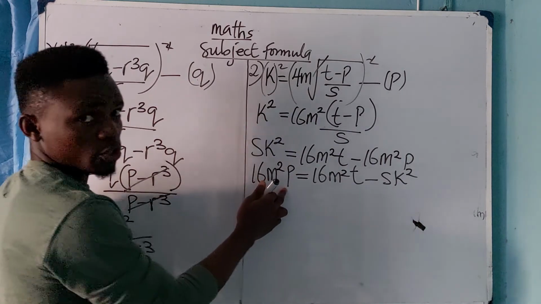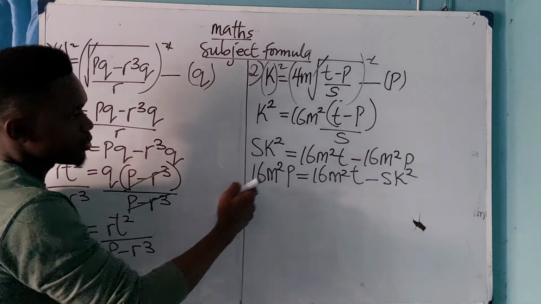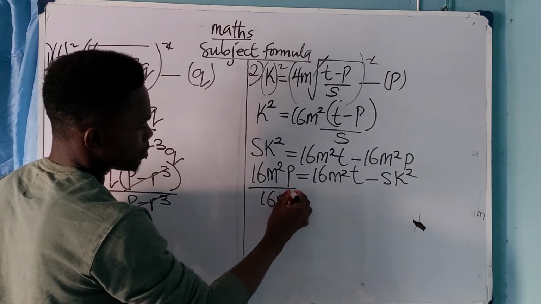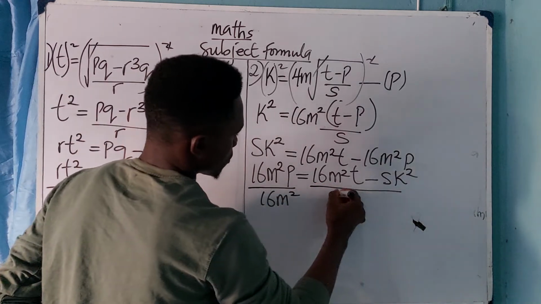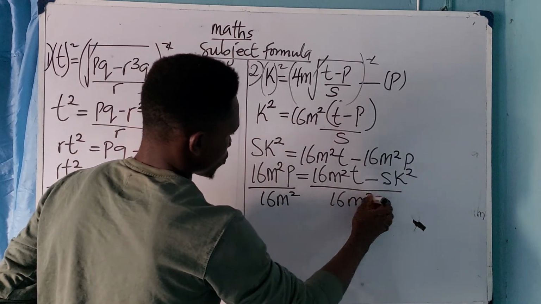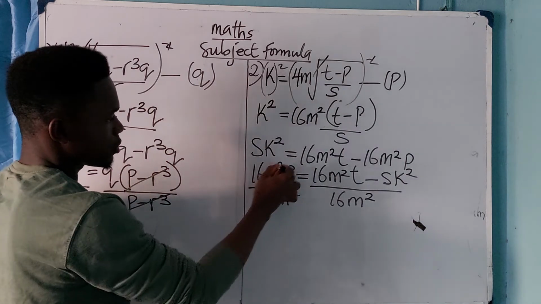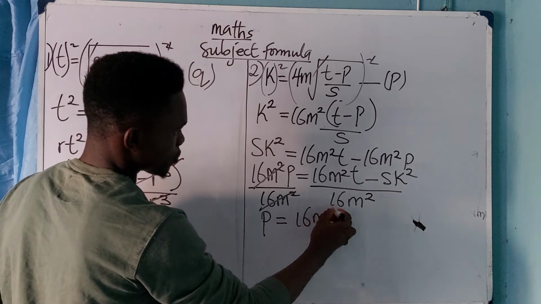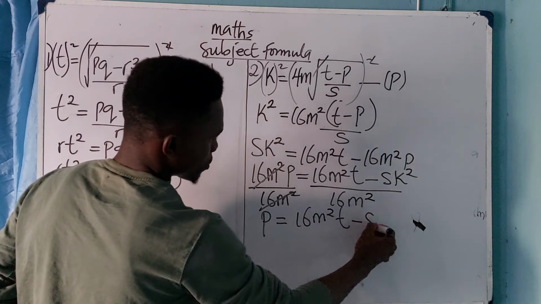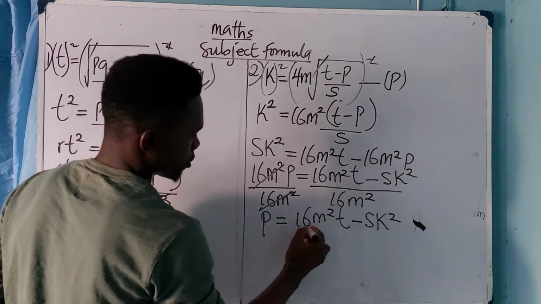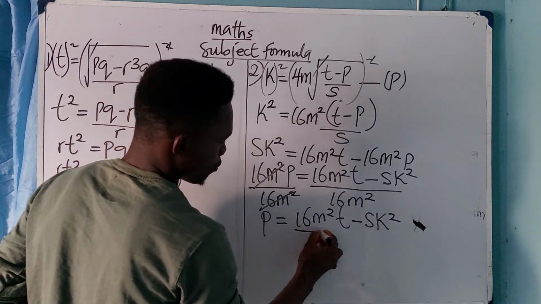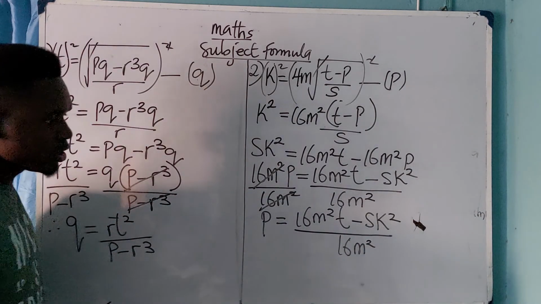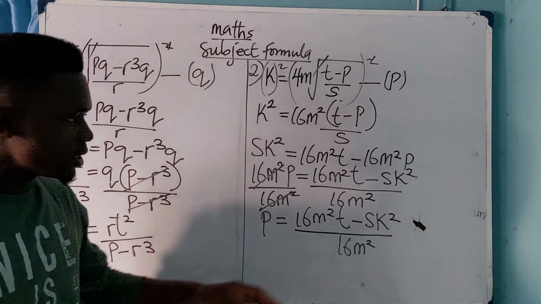Now you have to make p the subject of the formula. What do you do next? You divide both sides by what's attached to p, which is what? 16m squared. Alright, so you have this going to this. Then p is equals what? 16m squared t minus sk squared over 16m squared. Now you cannot leave the answer to be this.